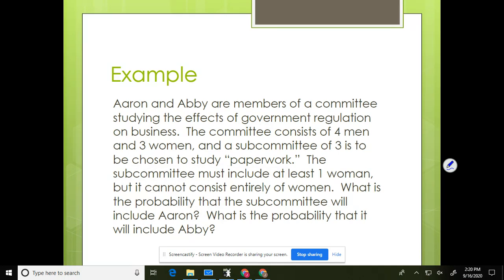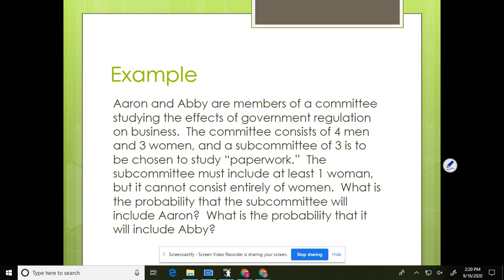Okay, last example, probably the hardest one here. Aaron, Ron, and Abby are members of a committee studying the effects of government regulation on business. The committee consists of 4 men and 3 women. So that's my group I'm choosing from. I have 4 men, 3 women. Then I'm picking a subcommittee of 3.